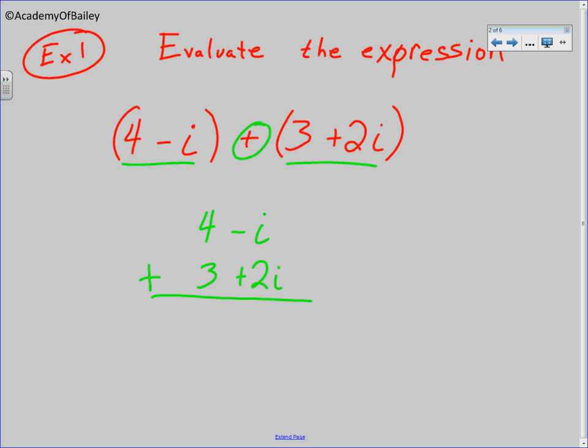And so when you get those numbers there, 4 plus 3 is 7. Negative 1 plus 2 is a positive 1i. And we do have it in standard form. i comes second in that standard form. There you go. We combine the numbers without the imaginary unit, and then we combine the numbers with the imaginary unit to come up with the simplification there.